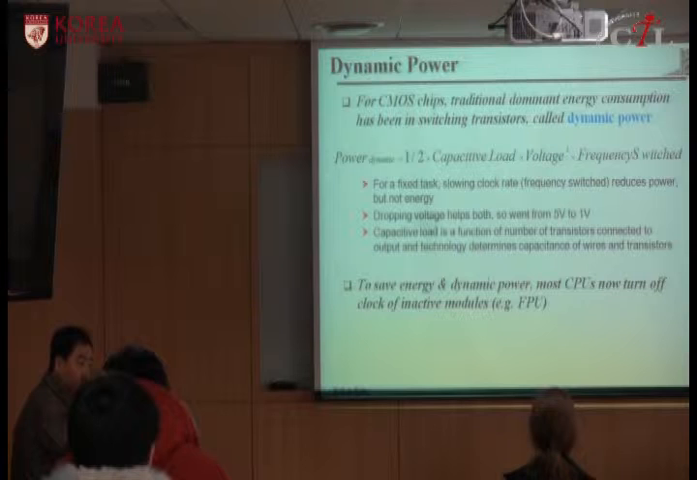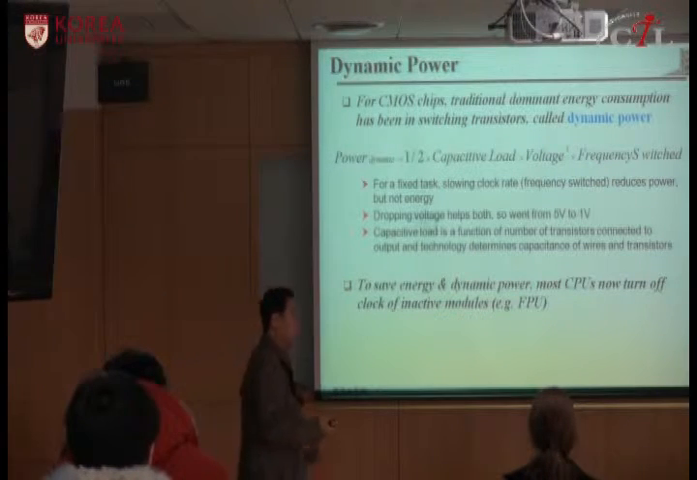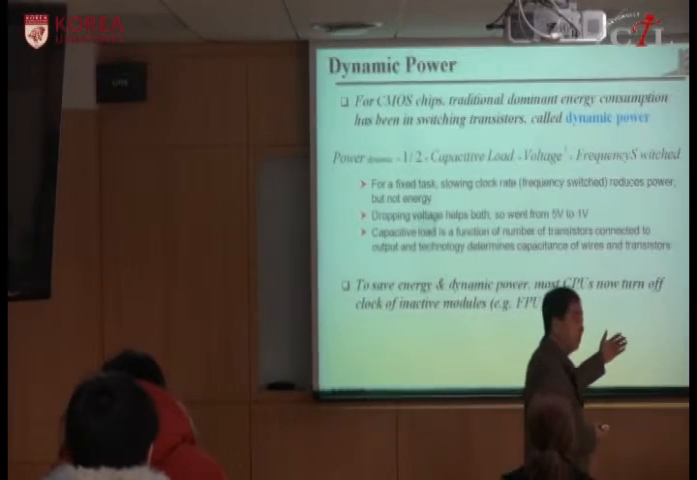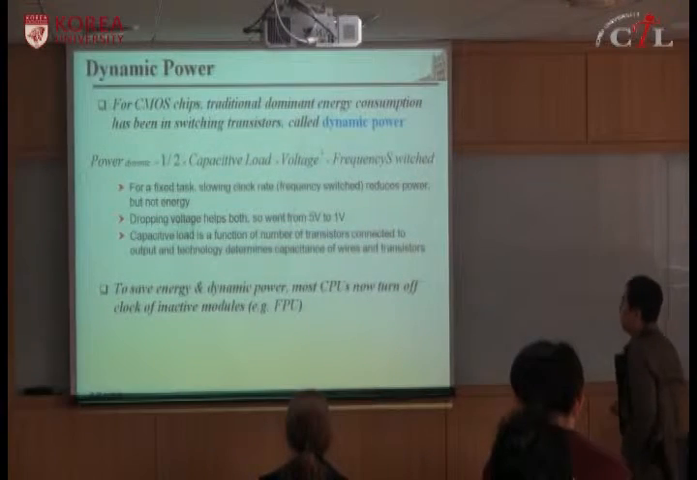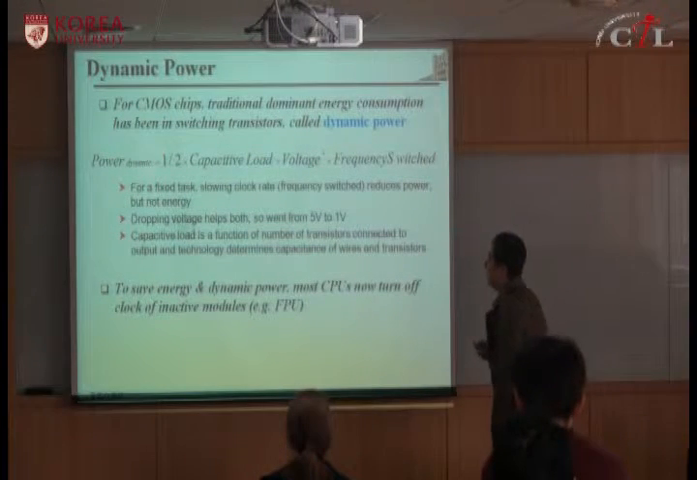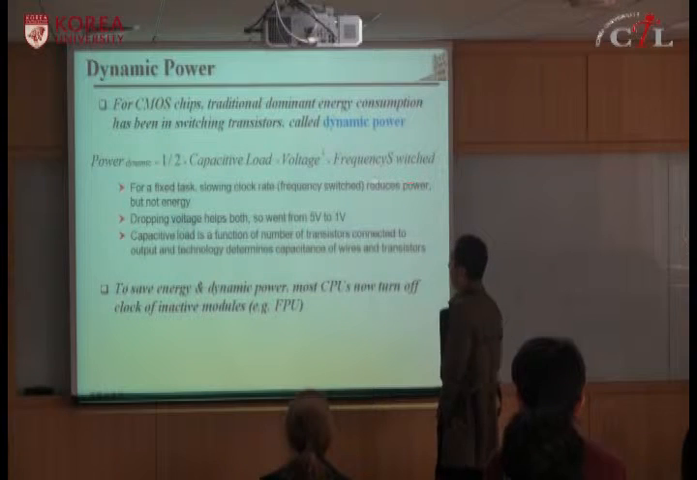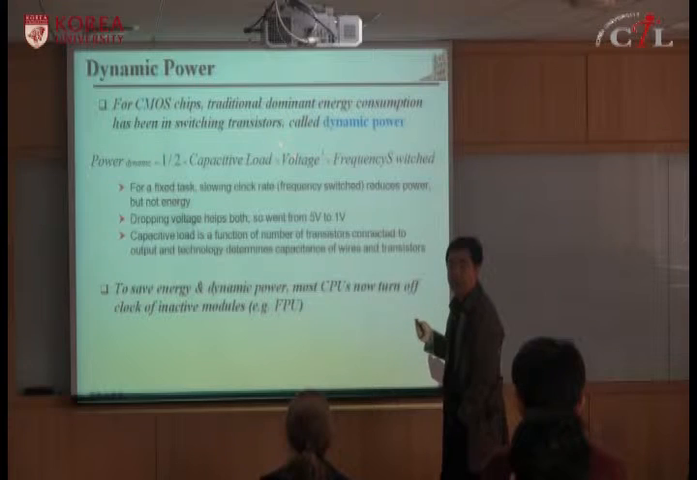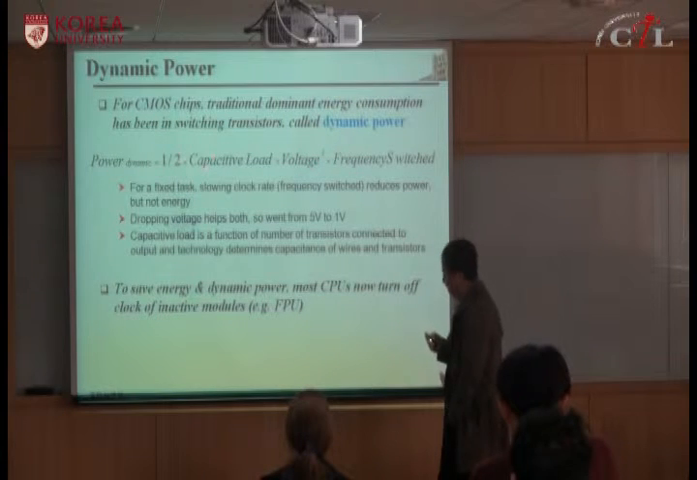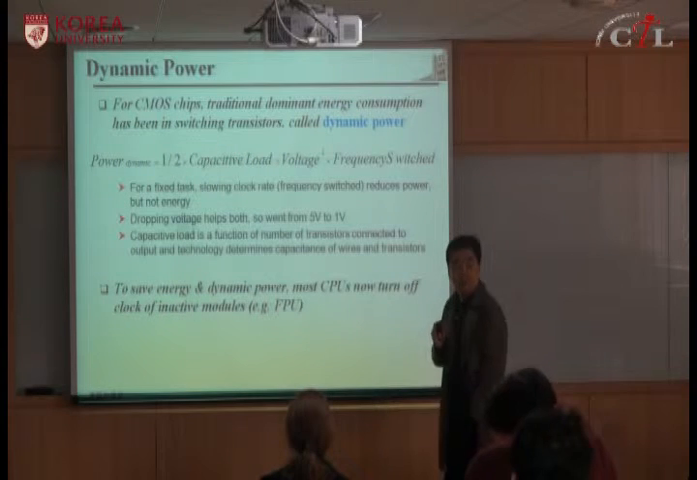You turn the transistor on, you turn it off. And whenever the transistor is switching, current flows from VDD to ground. It consumes power. That's the dynamic power consumption. And this dynamic power consumption is expressed by this equation. It's called C V square F. So power consumption is proportional to frequency, but quadratic in terms of voltage, and it's also scaled with capacitance, how many loads you have.